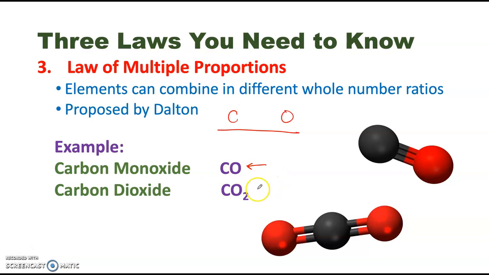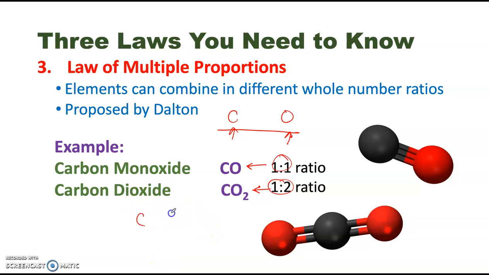They can form in a 1-to-1 ratio. They can form in a 1-to-2 ratio. So the multiple proportions means that these 2 elements can combine in different ratios, a 1-to-1 or a 1-to-2 ratio.